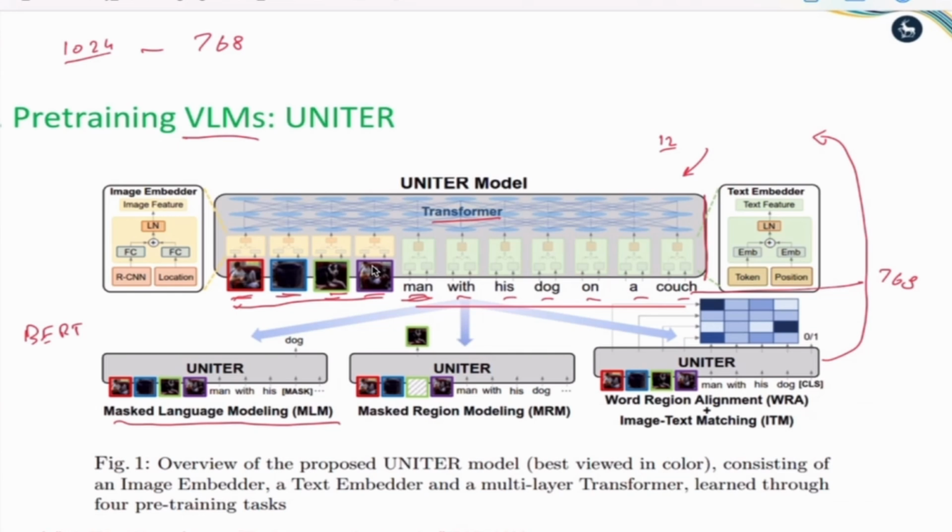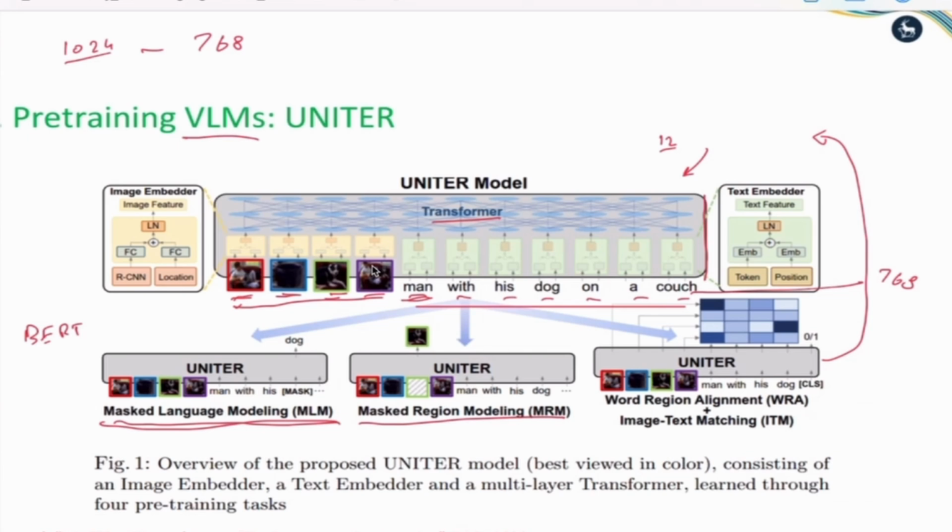The same strategy as in BERT, and you use both visual tokens as well as text tokens, the rest of the unmasked tokens, to recover it. We have seen that in detail before. So that is called masked language modeling. That is the last at the bottom left. Then you do masked region modeling.